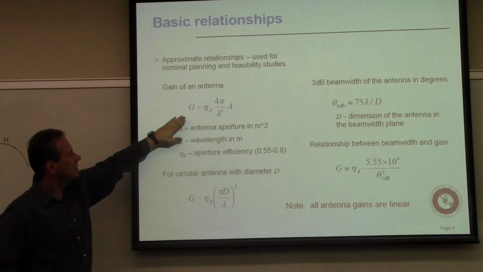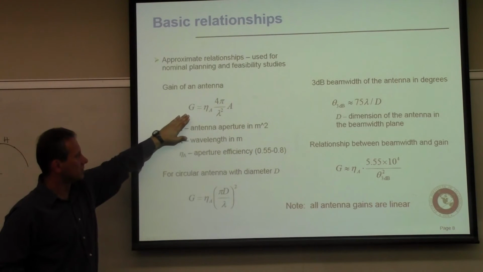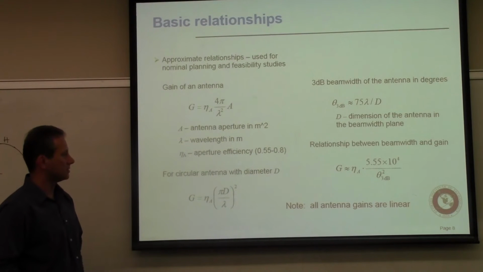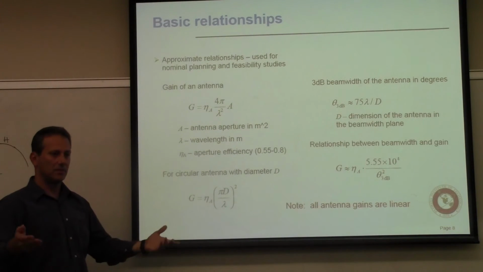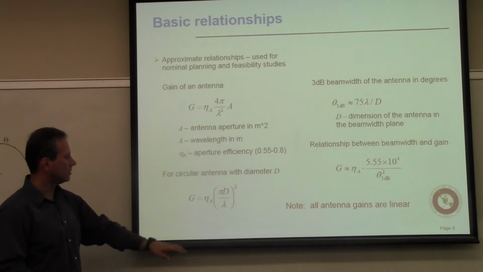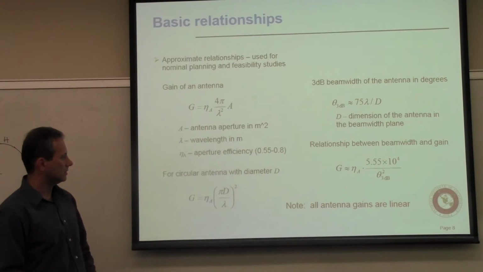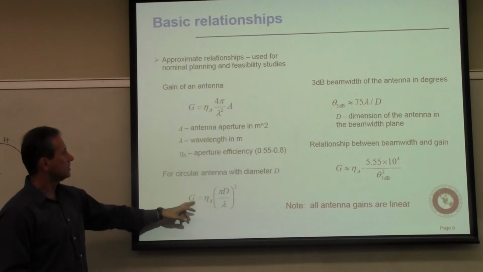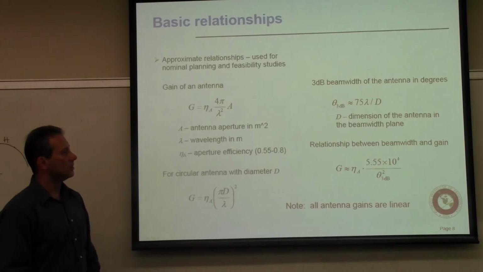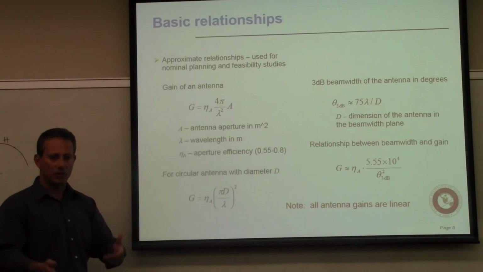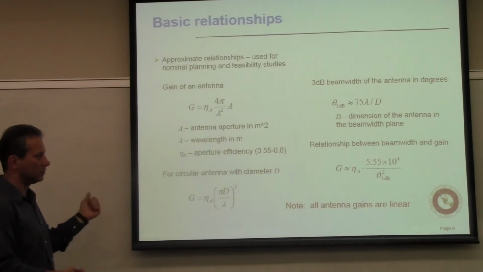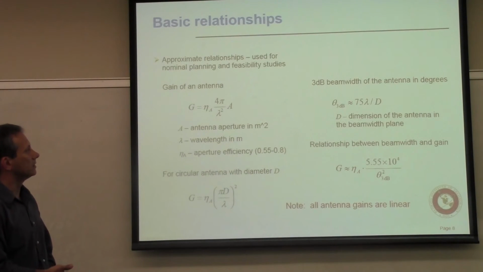So now if you take this general expression here and take A as being an antenna of a circular profile, you end up with this equation here, where D is the diameter and lambda is the wavelength. And these two equations you want to have handy because there will be a lot of problems that we do for exercise, and I'll do a few examples later in the class.